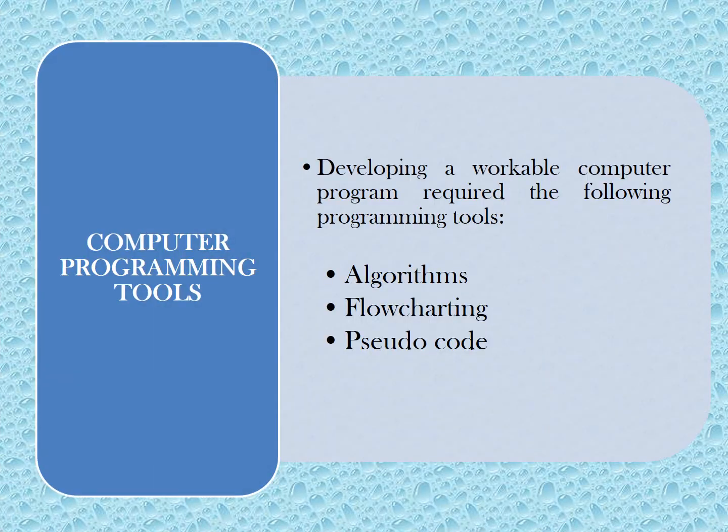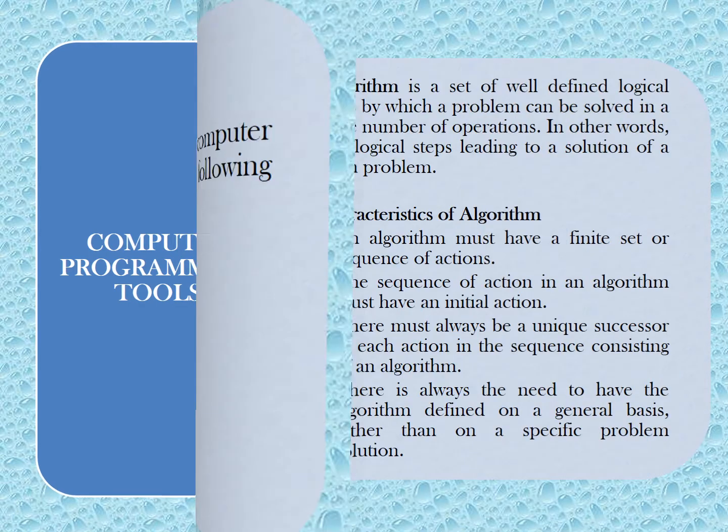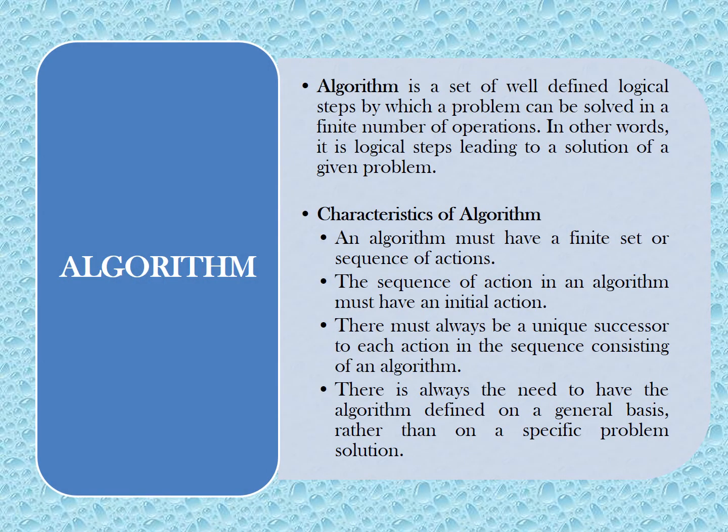Section D. Computer programming tools. Developing a workable computer program requires the following programming tools: algorithms, flowcharting, pseudocode. Algorithm. Algorithm is a set of well-defined logical steps by which a problem can be solved in a finite number of operations. In other words, it is logical steps leading to a solution of a given problem.